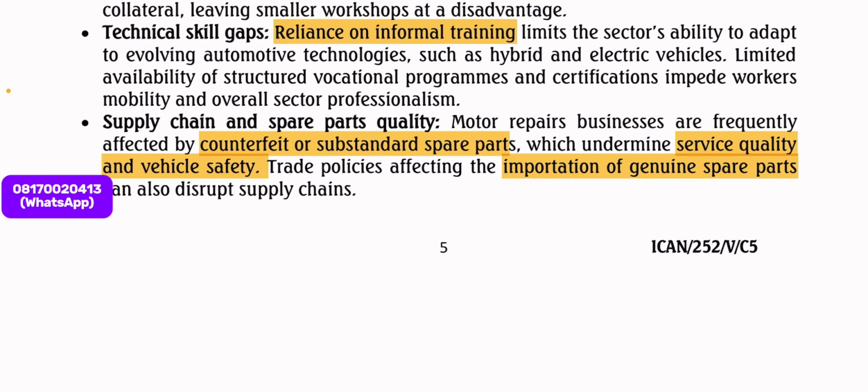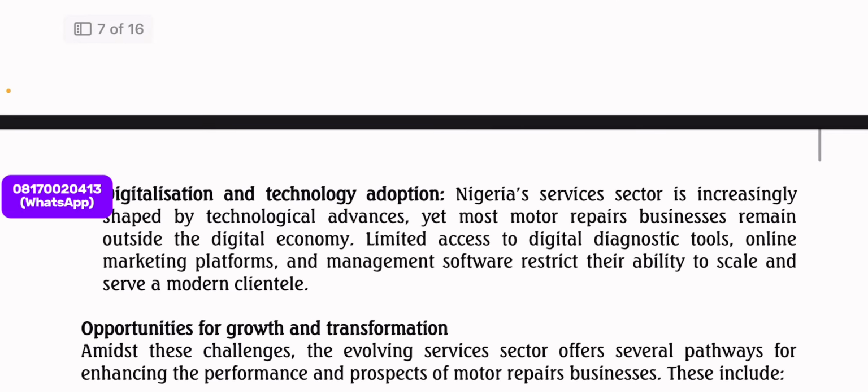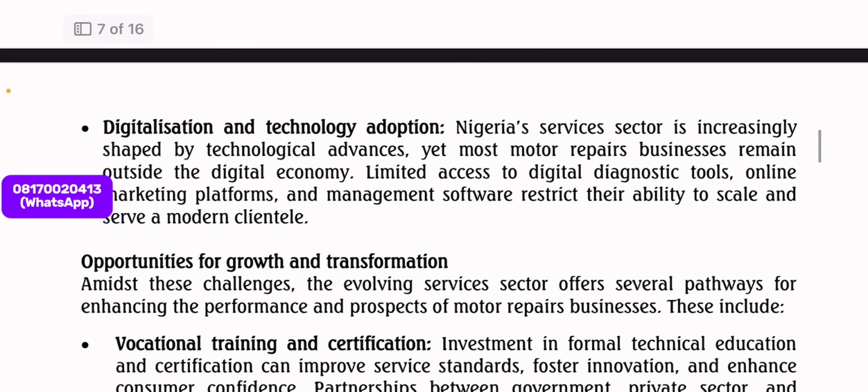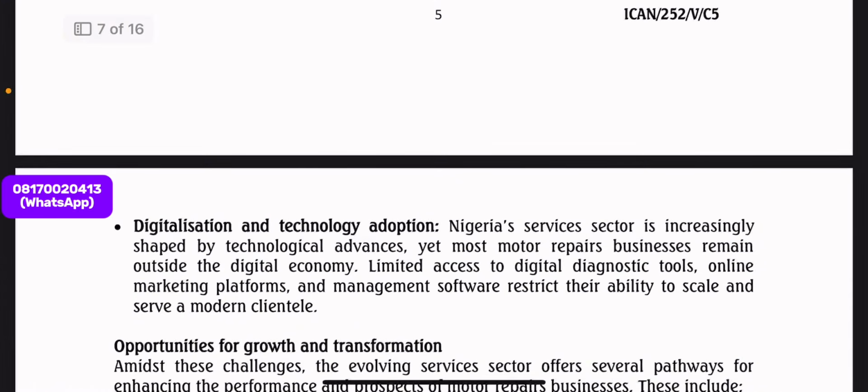So let me not let the cat out of the bag. Let's just calm down and take it. I don't want to overload you with information. Let's take it one step at a time. Then they also talked about digitalization, how technology has become part of the sector. People are now going into technological advancement. So that's something we have to look at as well, but we'll talk about that in the next class.